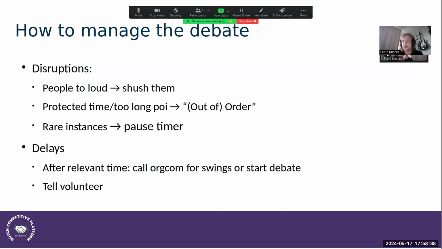There are very rare occasions in which you actually need to pause the timer. So this can be that maybe the room that you're in is very hot, so you've opened a window, but it has allowed wind to come in, and that basically meant that the papers on top of the table in front of the speaker fell off the table, and now the speaker needs to gather them. Again, it's important to act quickly and decisively.